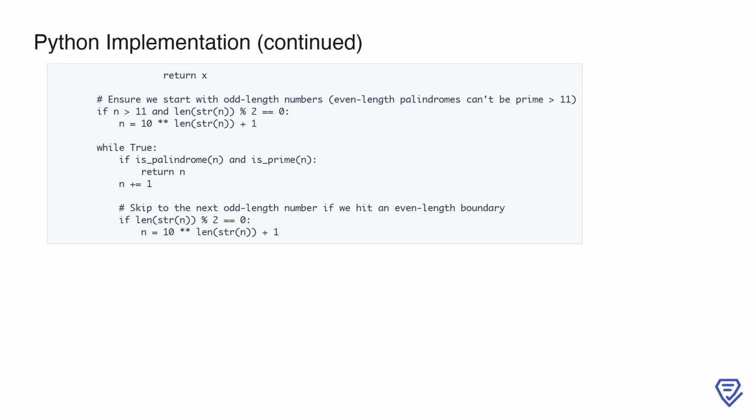Additionally, if this increment causes n to reach an even-length number, we skip directly to the next odd-length number by setting n to 10 raised to the power of its new length, plus 1. This ensures our search remains efficient by avoiding unnecessary checks of invalid candidates.